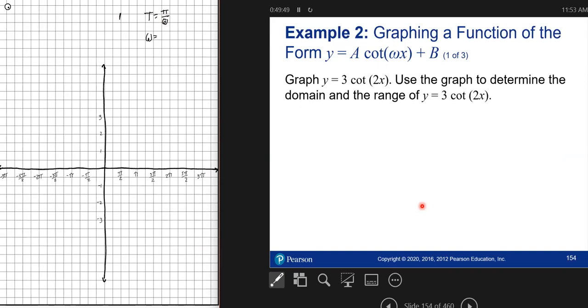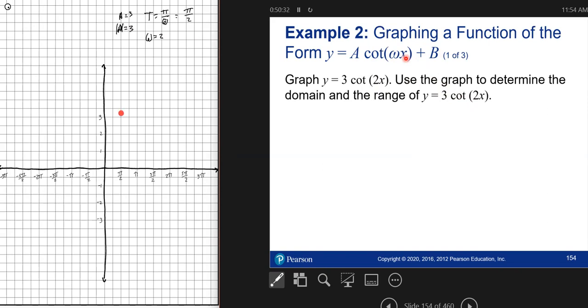We need to determine what A is so we can state what the amplitude is. Well, A is easy. That's what the cotangent is being multiplied by, and that's 3. And so the amplitude is 3. We're not adding anything here, so there's no B value to worry about. That means it's not going to be moved up or down. We have an omega, and that omega is what x is being multiplied by, so that's a 2. So the period is pi halves.